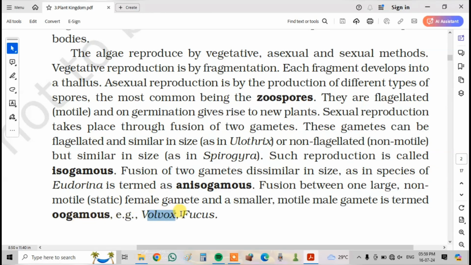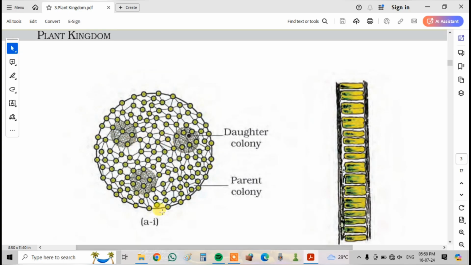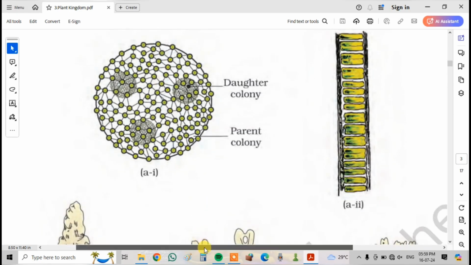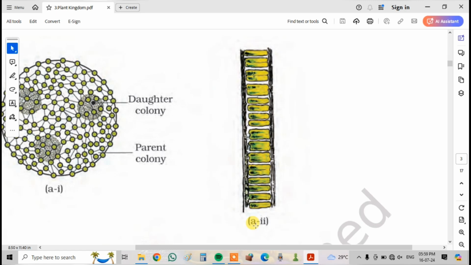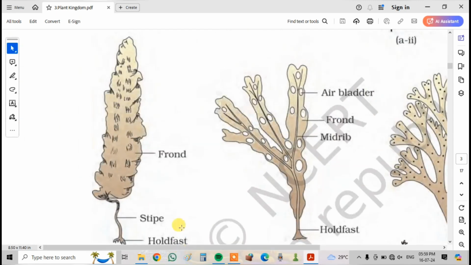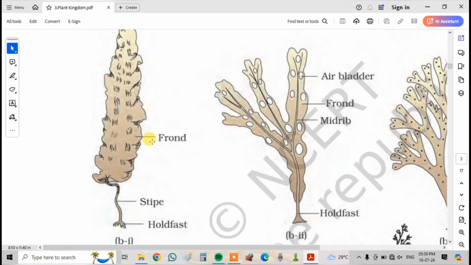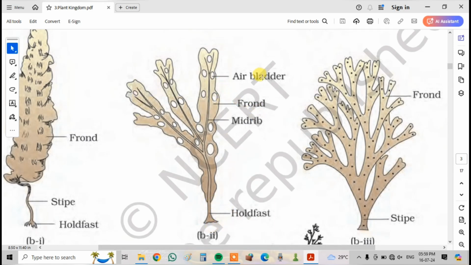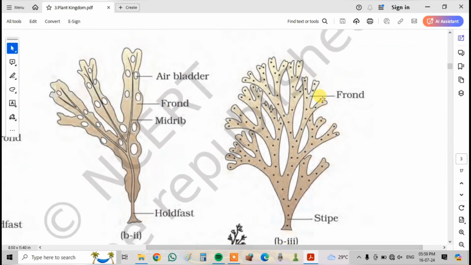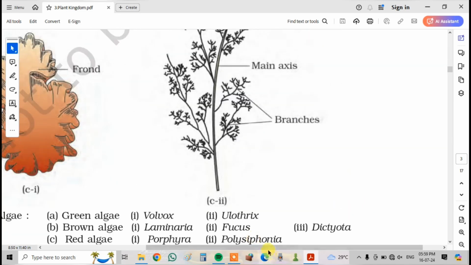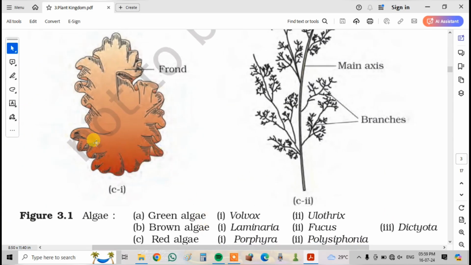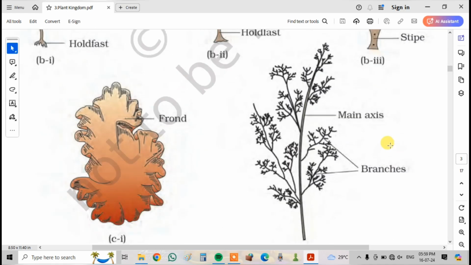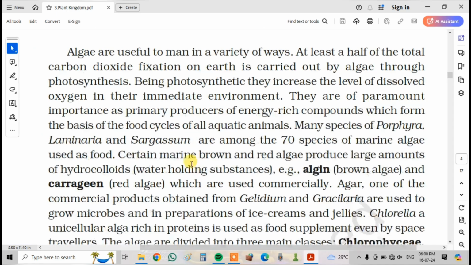Examples: Volvox and Fucus. The pictures we are seeing belong to the green algae. The colonial one is known as Volvox and the second one is Ulothrix. Now about brown algae, you can see the first one named Laminaria, with the labeling here, and the second one is Fucus. You can see the midrib and holdfast. The third one is Dictyota. Now coming to examples of red algae, here you can see Porphyra as the first one and the second one is Polysiphonia.